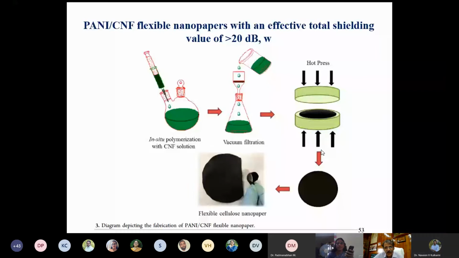And then we went for a vacuum filtration. Simple vacuum filtration, followed by hot pressing. You know what we have made? We have made conductive, thin conductive paper, which is extremely conductive. And we have made 1 mm thickness, 0.5 mm thickness. And this is a very interesting material for EMI shielding applications. See, starting material is very simple. Nanocellulose from pineapple leaf. Next one, please.